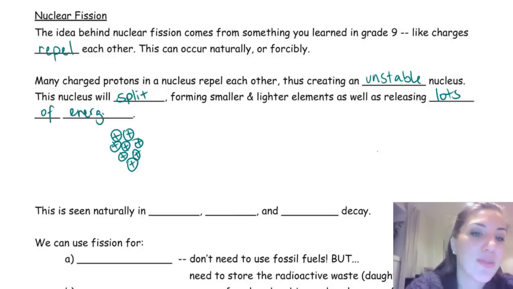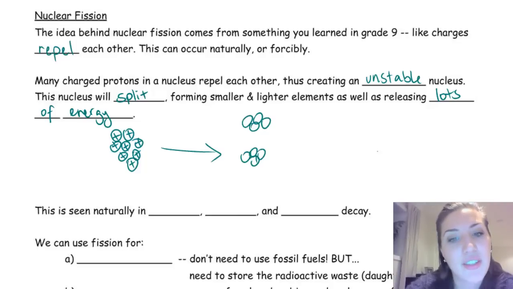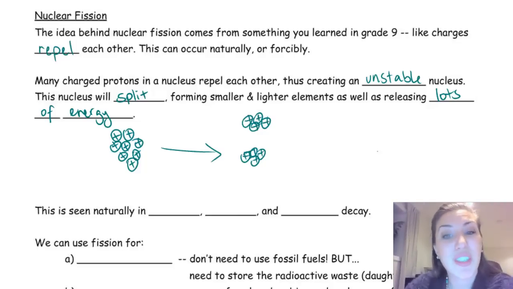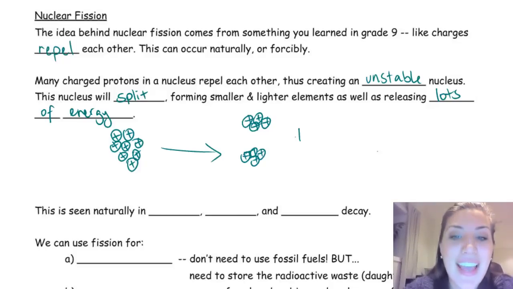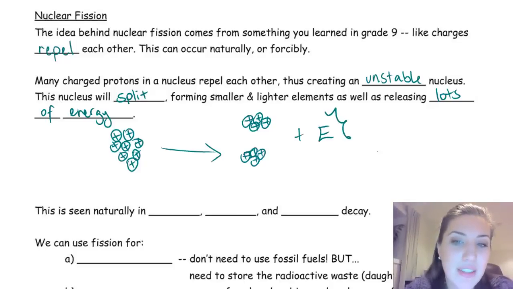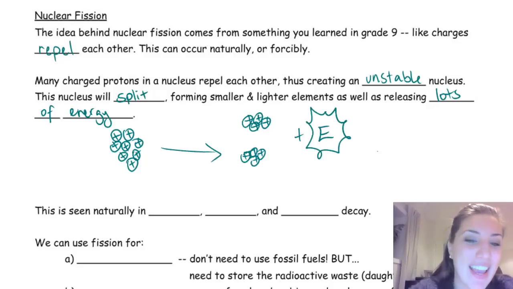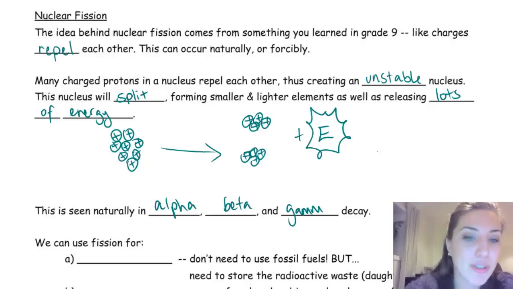So let's draw what this would look like. This guy's going to split apart to maybe 1, 2, 3, 4, 1, 2, 3, 4 into these different smaller and lighter elements because protons are pretty heavy. Plus energy. I'm just going to do an E for energy today, and you know what I mean. It's like that kabow energy. So we can see this naturally in alpha, beta, and gamma decay. And we have little symbols for these, alpha, beta, and gamma.